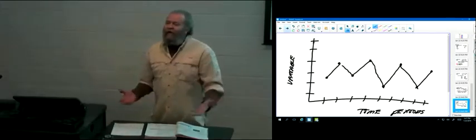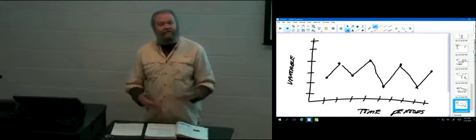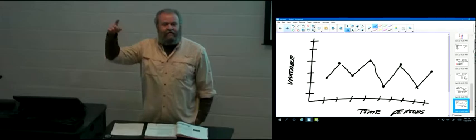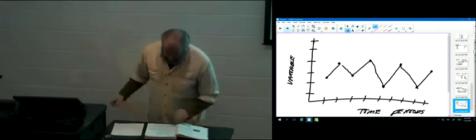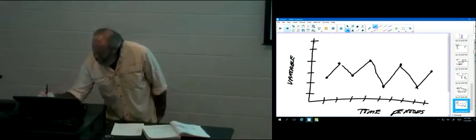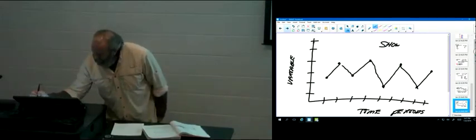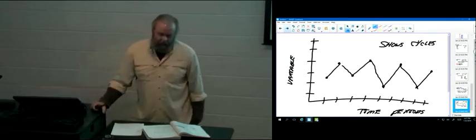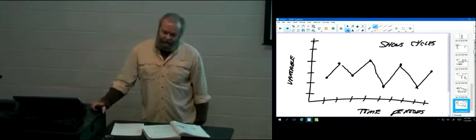I'm looking for a pattern that repeats itself, that would be cyclical. You see this one here, how it does this? That is cyclical. Okay? This shows cycles. It repeats itself over time.